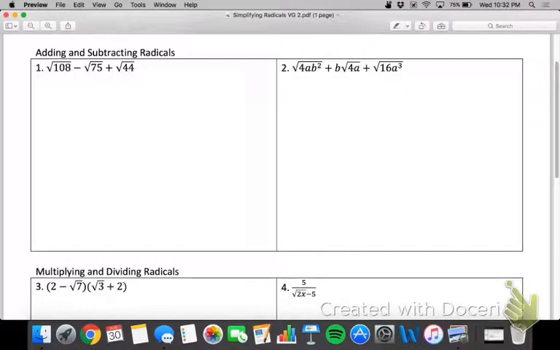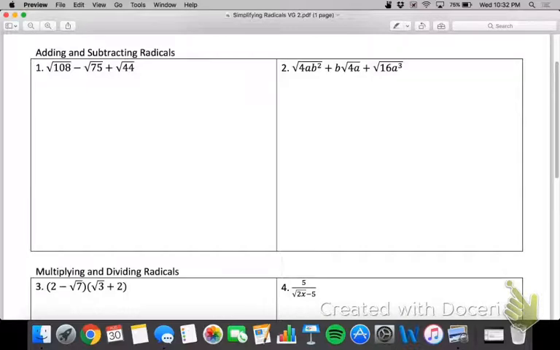Okay, so we're going to cover just a few more things with simplifying radical expressions. So adding and subtracting, these examples you've seen before, so just with numbers. We know if we simplify all of these radicals down and we get like terms inside the radical, then we can combine like terms outside the radical.